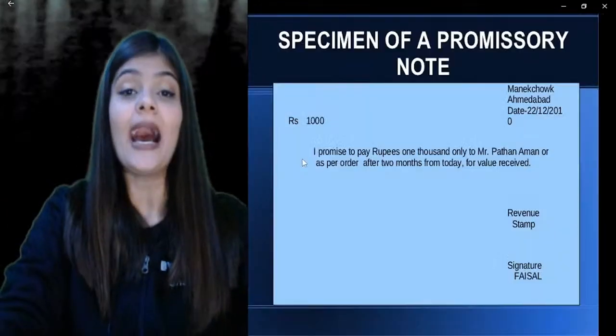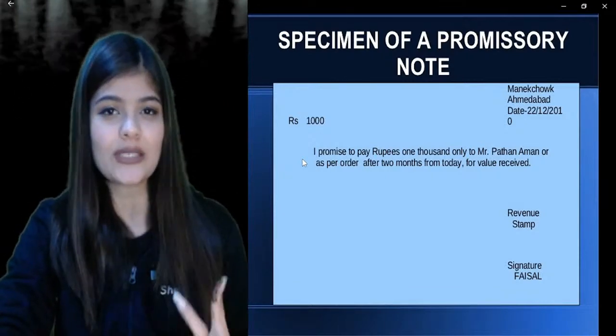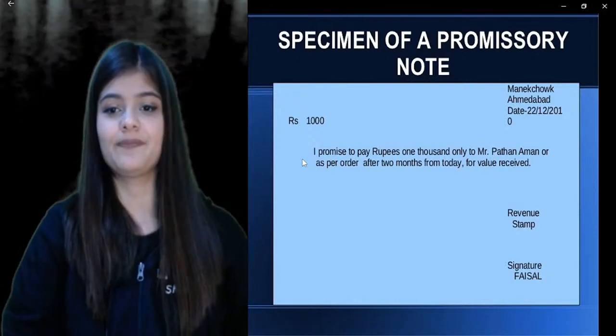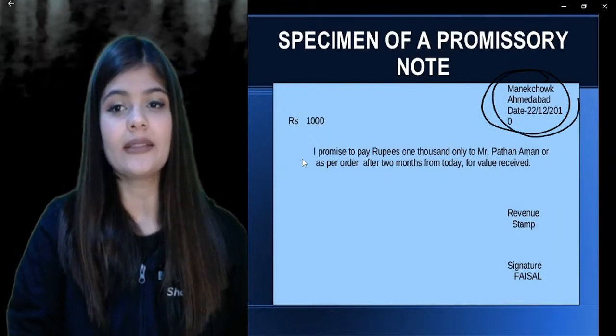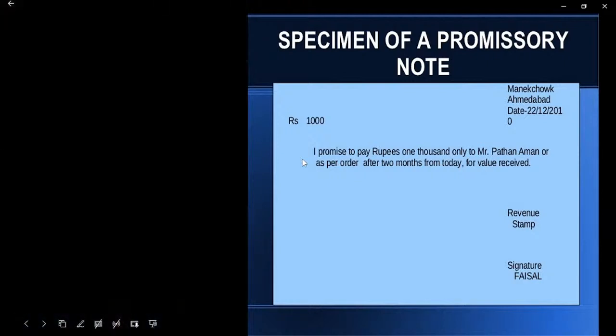Okay. So now coming on to the picture of a promissory note, how does it look like? Here you can all see how a promissory note looks. This is the address, Manik Chowk, Ahmedabad. Then the date. Writing the date is very compulsory, very important. Then how much amount are you going to pay?